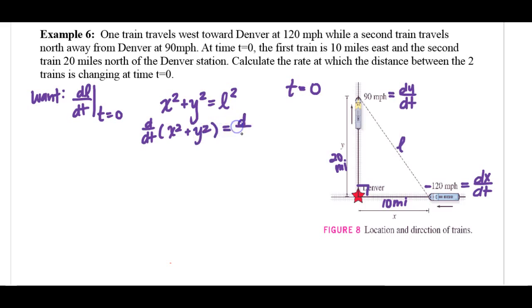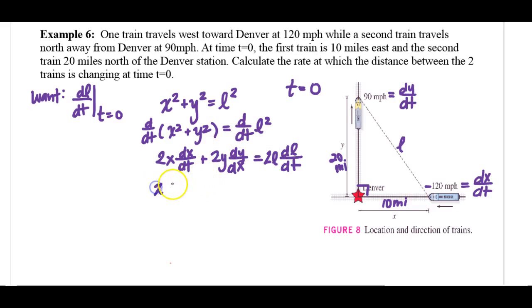So d/dt of x squared plus y squared, and d/dt of L squared. So I'm going to get 2x dx/dt plus 2y dy/dt equals 2L dL/dt. And since there's a 2 in everything, on this left side I could factor out a 2, and then I could divide both sides by 2. In other words, we can pretty much ignore the 2's altogether. So this is just x dx/dt plus y dy/dt equals L dL/dt. And I want to find dL/dt, that was the goal.